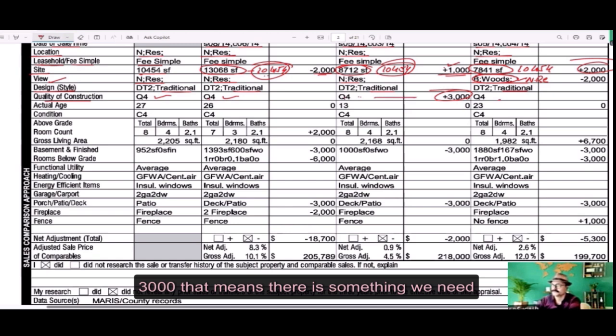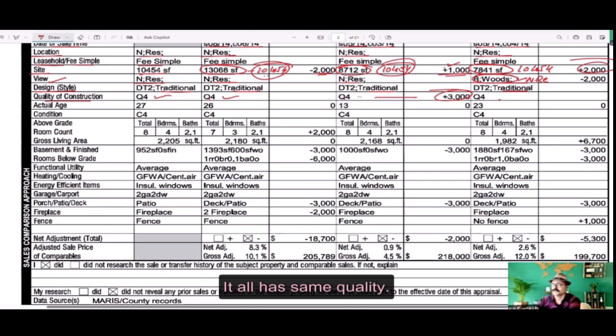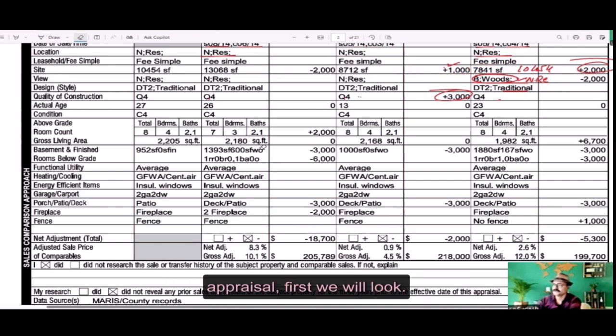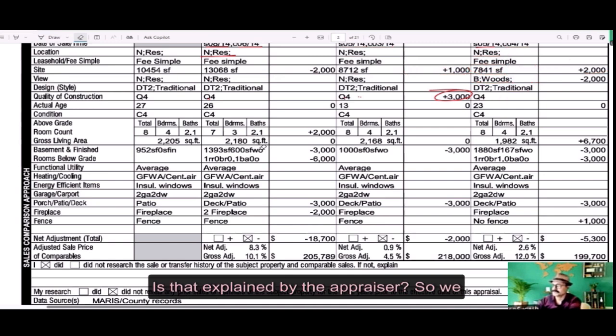That means there is something. We need to see the comment. Now there is a question from our side. He is adding 3000 for quality, but all have the same quality. That means there is some doubt. So we will see the notes. We need to check the notes. Notes means whatever discrepancy we find, whatever questions we have related to the appraisal, first we will look: is that explained by the appraiser? So we will put a question mark.